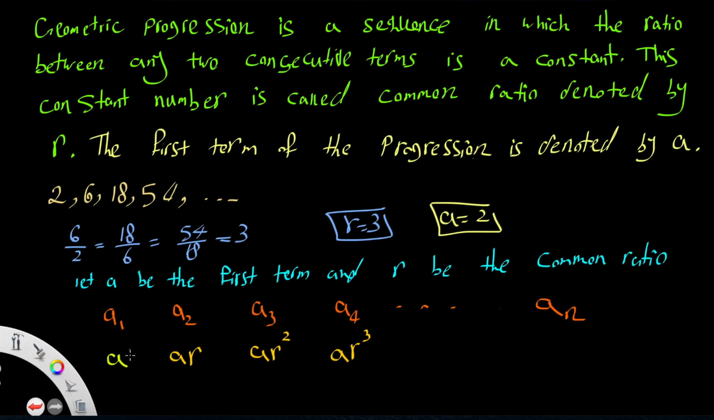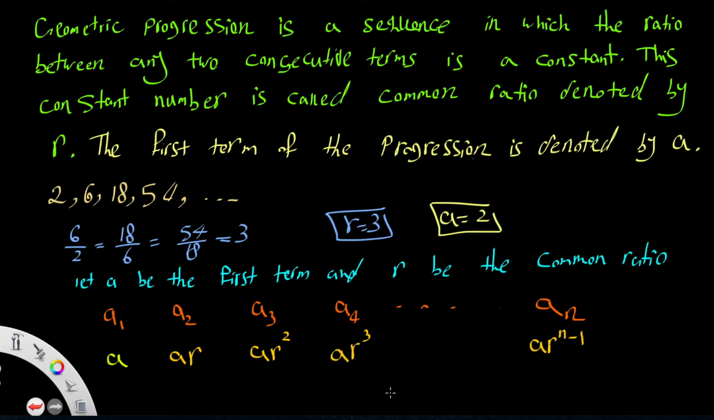As you see here, in the first term the power of r is 0, because there is no r here, and r to the power of 0 is 1. In the second term, the power of r is 1. In the third term it is 2. In the fourth, 3. Likewise, in the fifth it will be 4. So to make a general formula for the nth term, it will be a r to the power of n minus 1. As you see here, the power is 1 less than the position of the term.